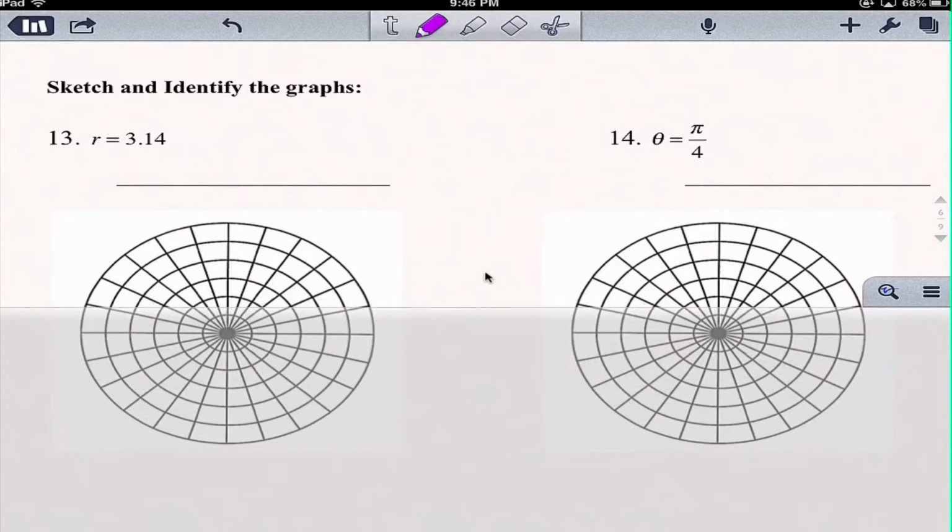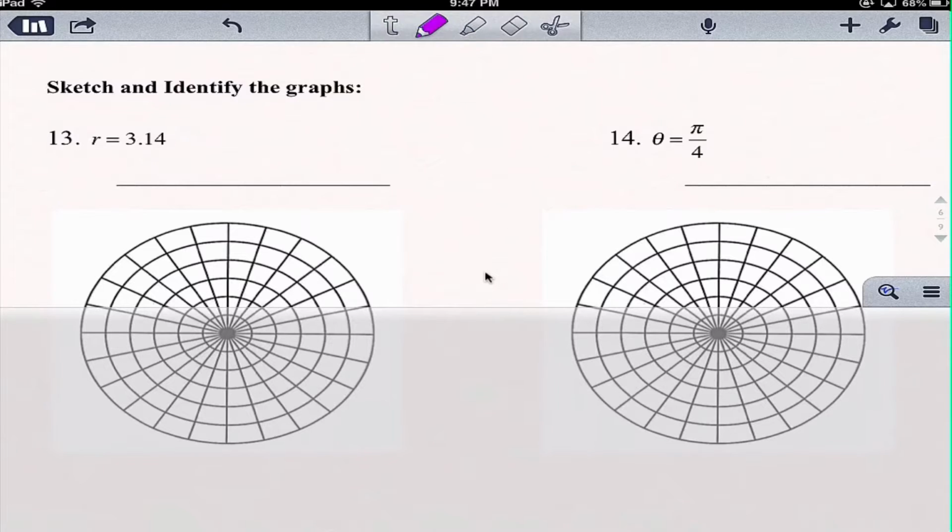Next section on the test. There are 6 different questions that just deal with you saying, is it a lemniscate? Is it an inner loop? Is it a circle? Is it a rose? Is it a line? Is it a cardioid? Is it dimpled? We spent a lot of time in class going through that, so I'm not going to go through ones just like that. But we'll do this when we're sketching the graphs as well.